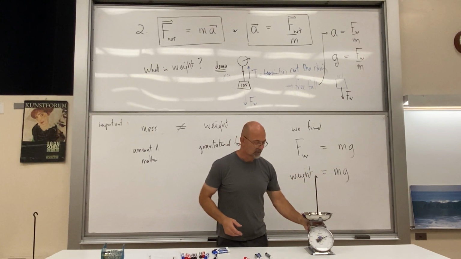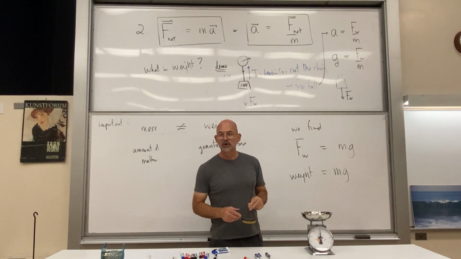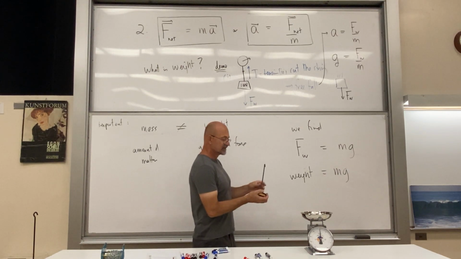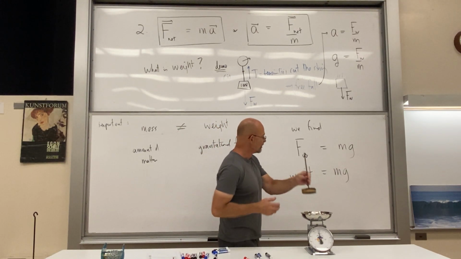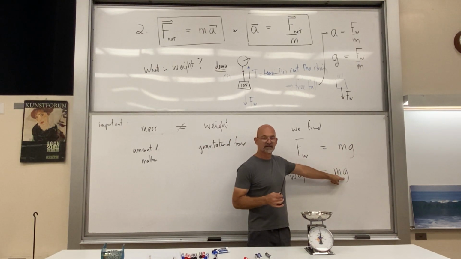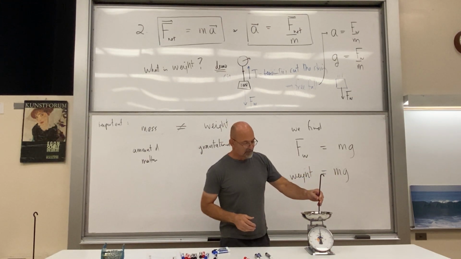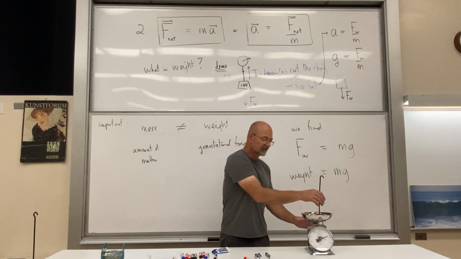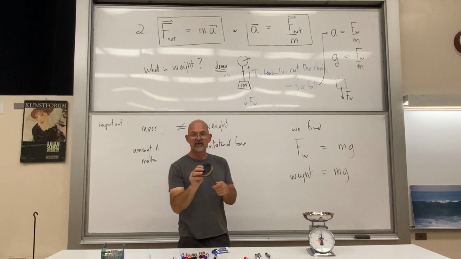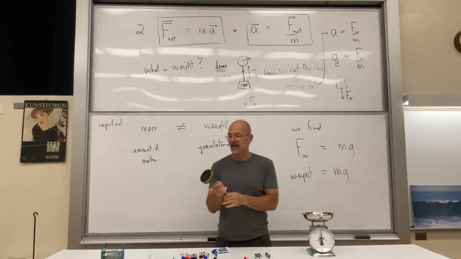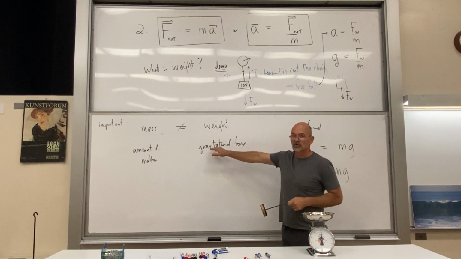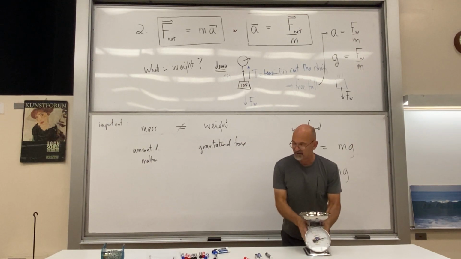So what if we took this scale to the moon? Up on the moon, this chunk of metal would be exactly the same as it is down here on Earth, but the gravitational acceleration on the moon is 1/6 that on Earth. So this would only be about 1.5 newtons on the moon. The amount of matter in here is still the same. If you ding your head with it, it's going to feel the same. So that's the mass. The weight is dependent upon the local gravitational force. That's an important difference.